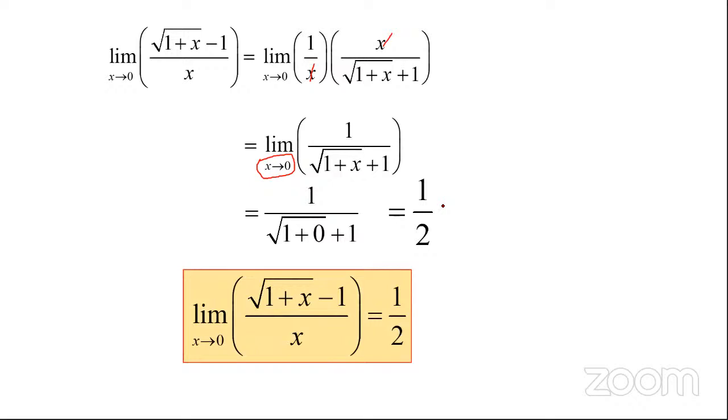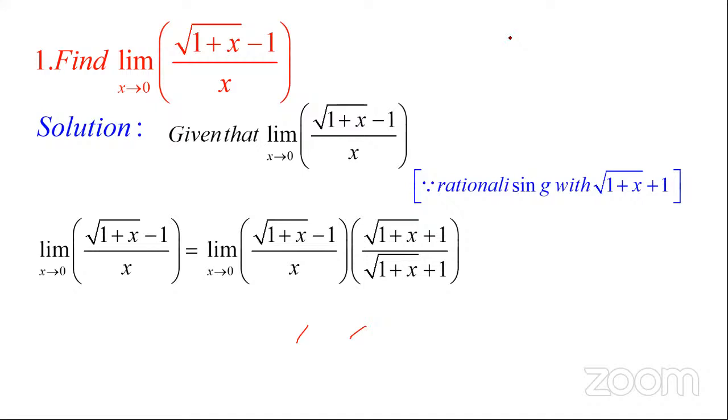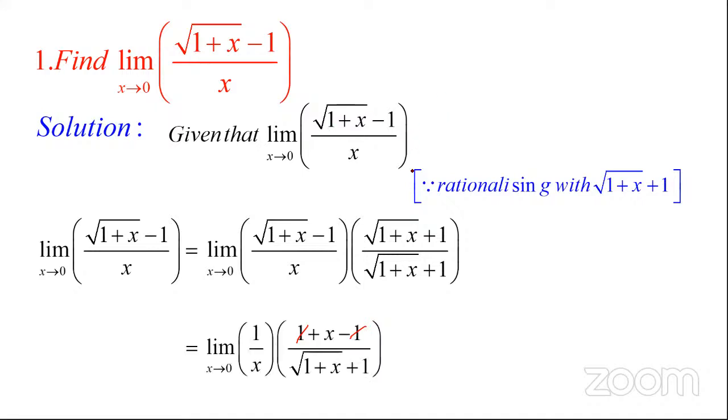Limit x tends to 0, 1 under root of 1 plus x minus 1 by x is nothing but 1 by 2. This is the solution. This is a rationalization method. Please observe this again. This is the given expression, so you have to rationalize with root of 1 plus x plus 1.